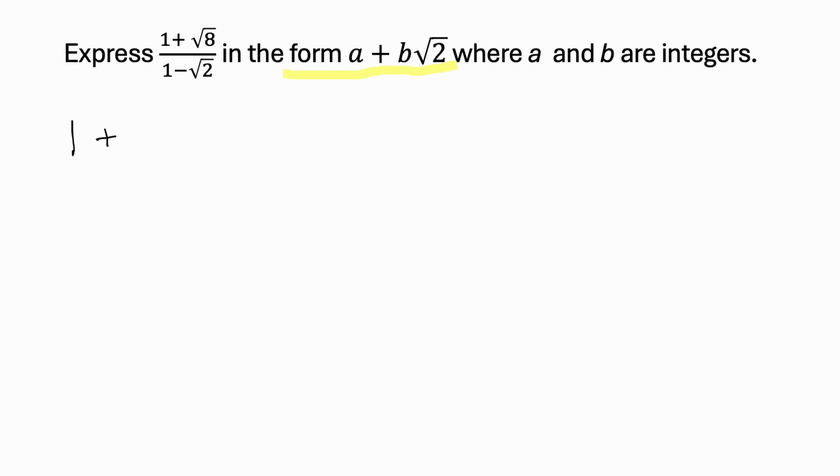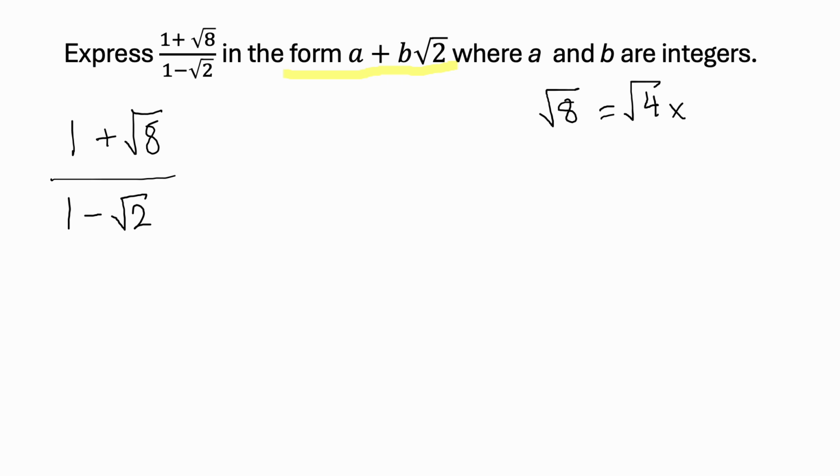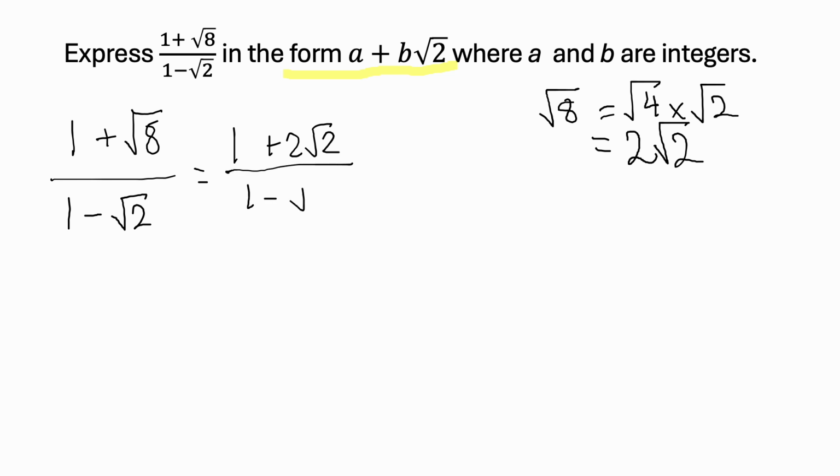So 1 plus root 8 over 1 minus root 2. If we look at this root 8 in particular, we can simplify it, because root 8 is the same thing as root 4 times root 2. The square root of 4 is 2, so root 8 is the same thing as 2 root 2. So let's change that into that: 1 plus 2 root 2 over 1 minus root 2.